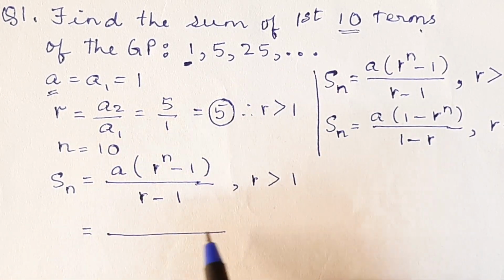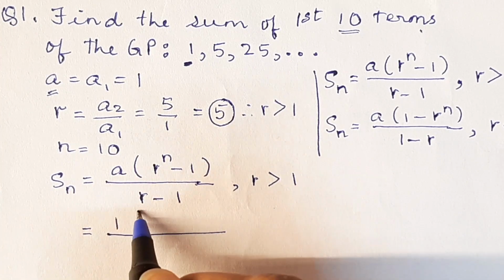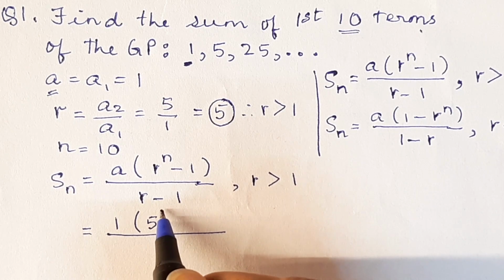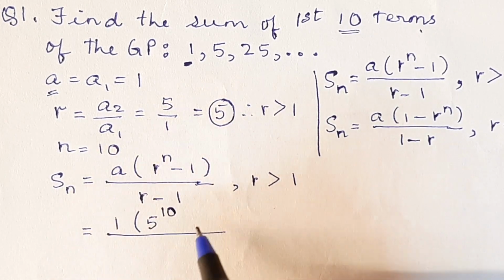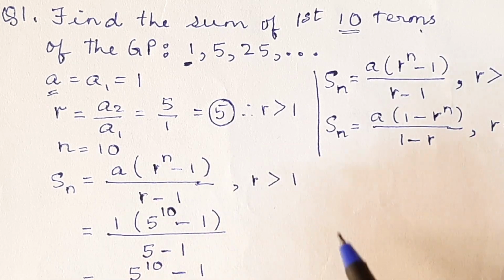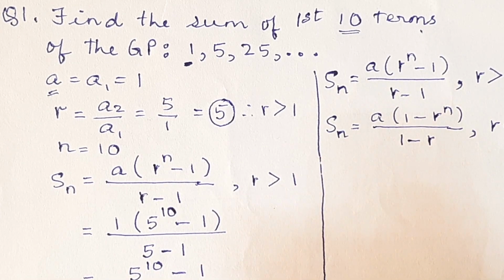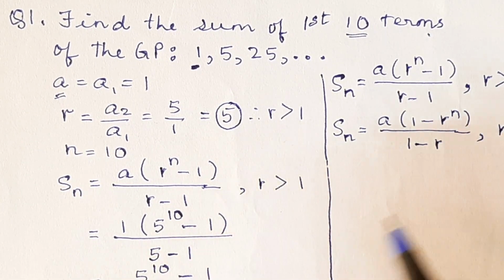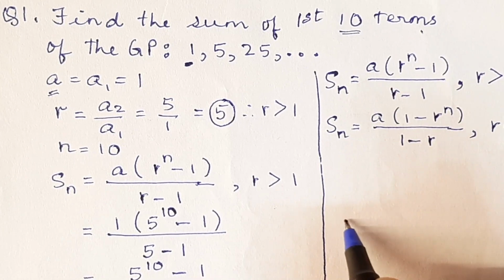Now let us substitute the values. A is 1. R is 5. So 5 to the power 10, n is 10, minus 1. And here denominator r minus 1 becomes 5 minus 1. Now in the numerator it becomes 5 to the power 10 minus 1 upon 4. Now our problem is how to get 5 to the power 10. Now it's going to be a huge number, but let us see what we can do.